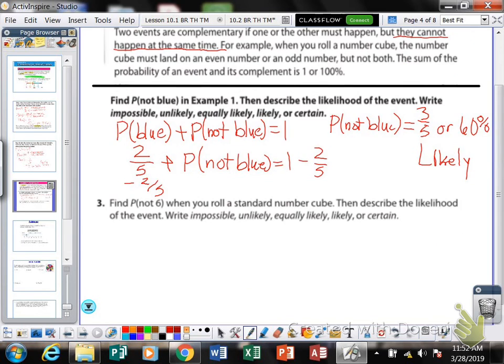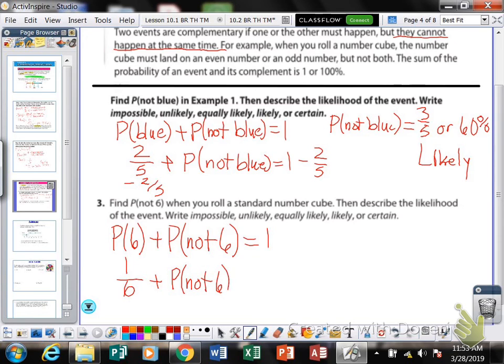We're going to find the probability of not 6 when you roll a standard number cube, then describe the likelihood of the event. So we want probability of 6 plus the probability of not 6, and that's going to equal 1. Okay, so the probability of rolling a 6, if we have a cube with numbers 1 through 6, is 1/6. Each number has the same chance, 1/6, to be rolled. So probability of rolling 6 is 1/6 plus probability of not 6 equals 1.